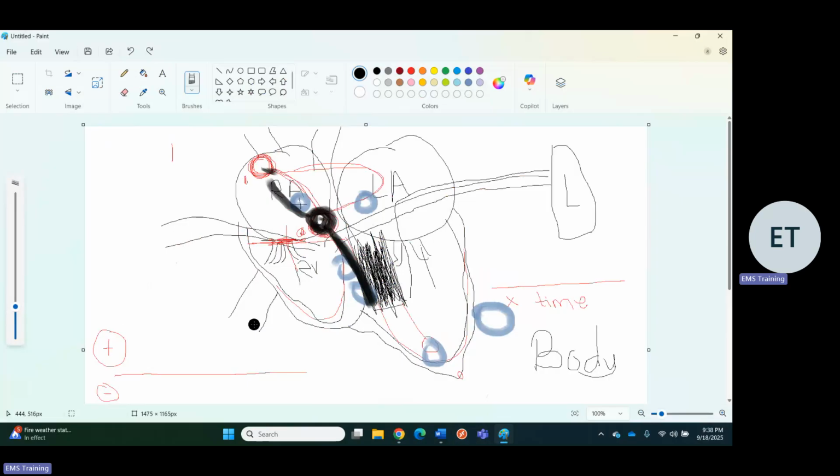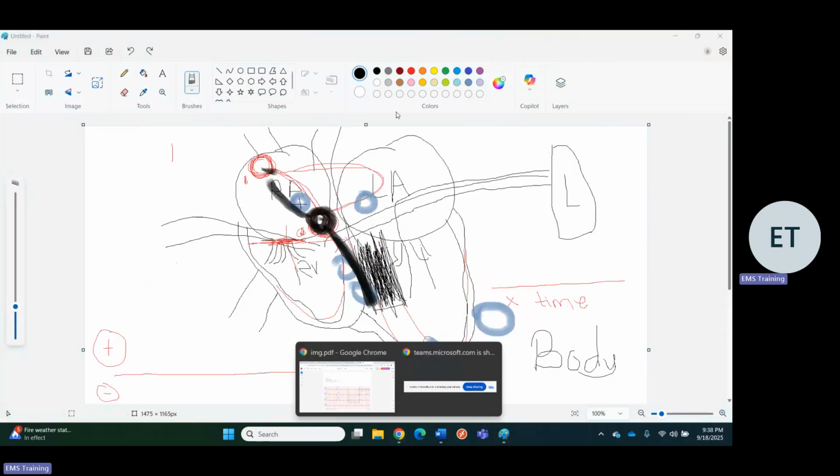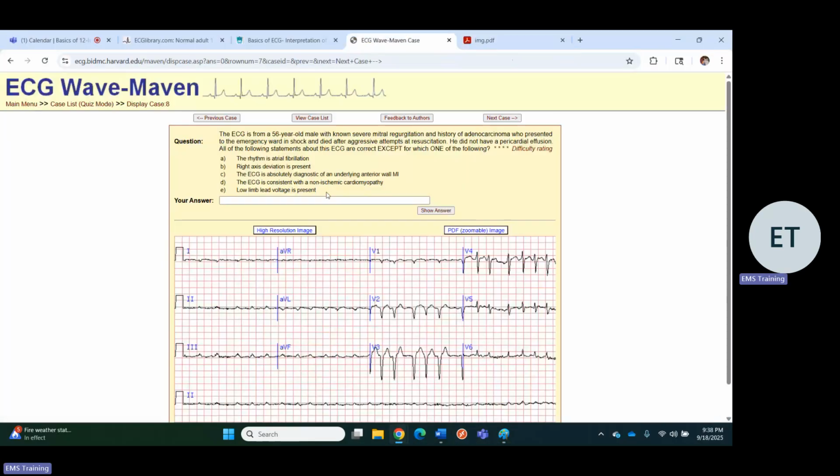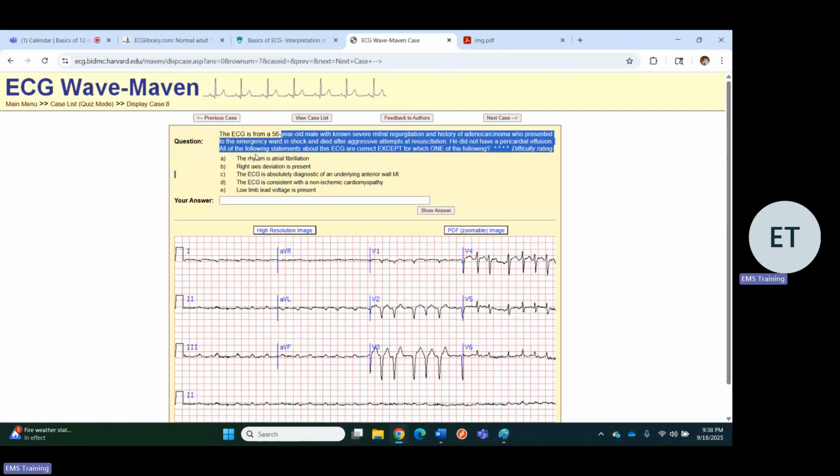Yeah, things like that. I think we have to get into this one pretty early because I have no idea. Severe mitral regurgitation, history of adenocarcinoma, presented to the emergency department in shock and died after aggressive resuscitation attempts. Oh boy. He did not have a pericardial effusion. All the following statements about this ECG are correct except for which one of the following?